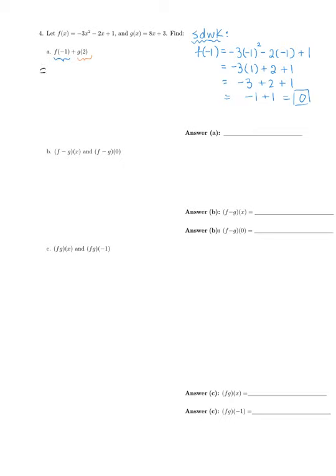So here, what we're going to have is a 0 and then plus g of 2, right? So let's do that as side work. I'm going to write it over here.